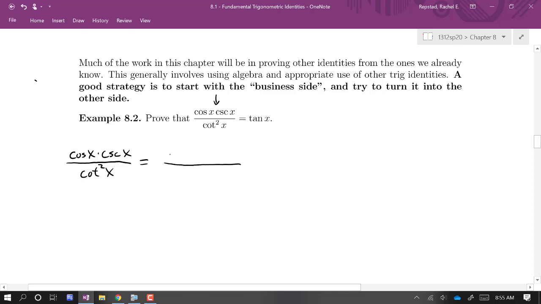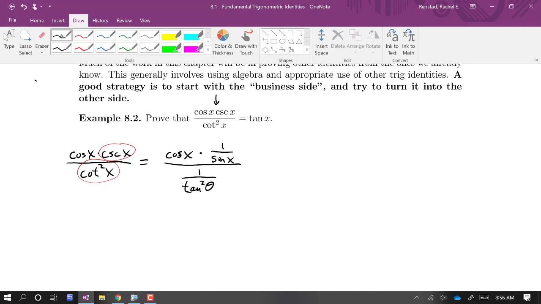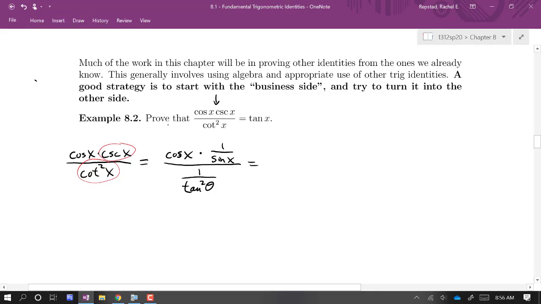I'm going to do two things to start. I've got this cosine x, so I'm just going to bring that over. But I'm going to rewrite this cosecant x as 1 over sine. I'm going to rewrite the cotan squared as 1 over tan squared. Now, I've got this cosine times 1 over sine on top. I'm going to bring this over and write this as cosine over sine as a fraction.